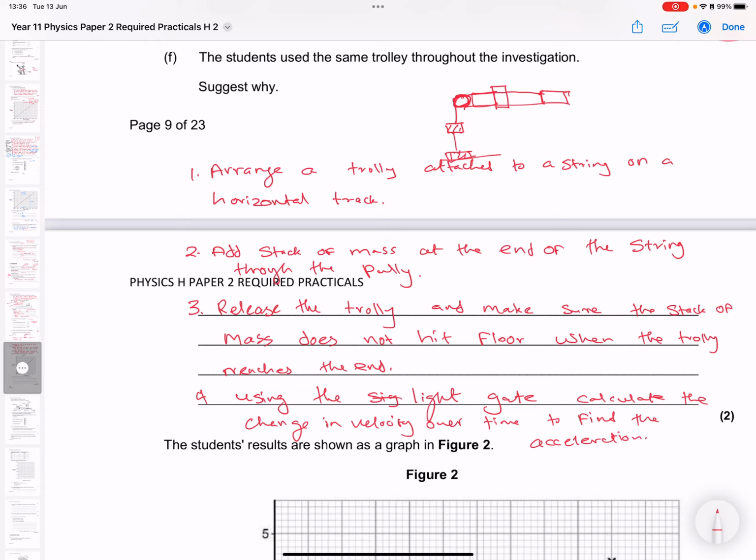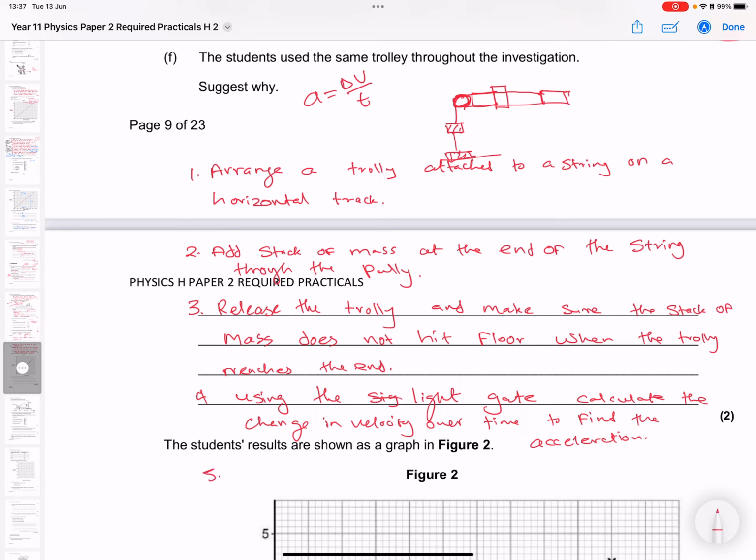So you need to say that acceleration is equal to change in velocity over time. So that's what they expect you to say in there. So you are using the light gate to calculate the velocity change over time to find out the acceleration.